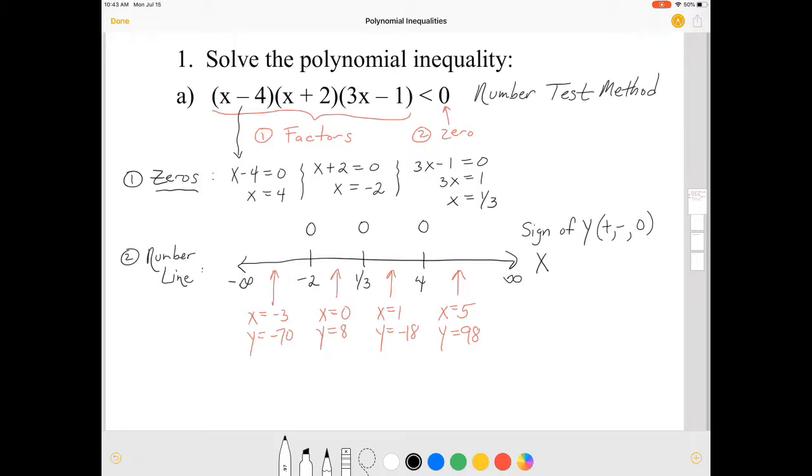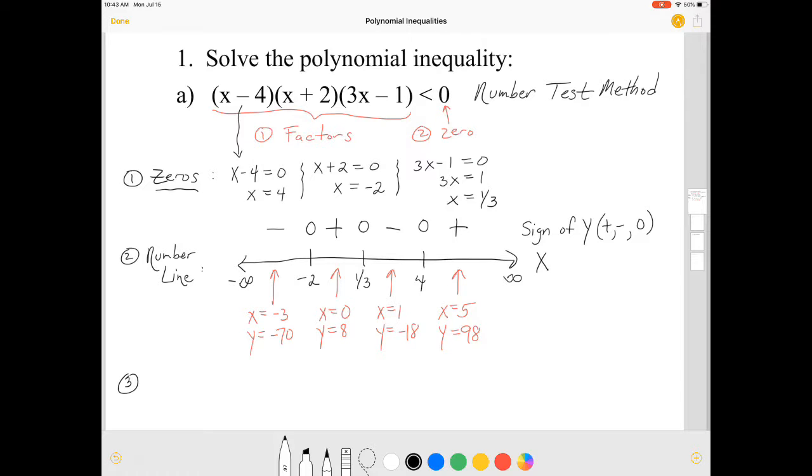On top of the line, remember we're not going to put the whole y value, we're going to put the sign of the y value. So the y value for this segment was negative 70, so we're going to put a negative sign. Here we had positive 8, negative 18, positive 98. Okay? So now we've completed the number line.